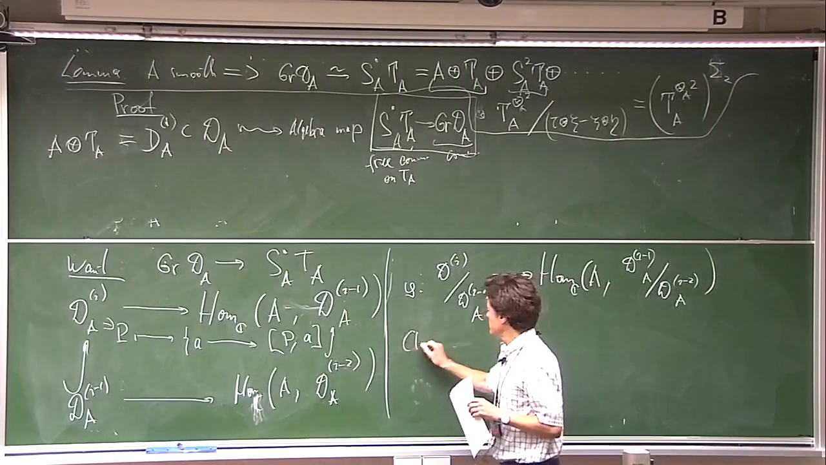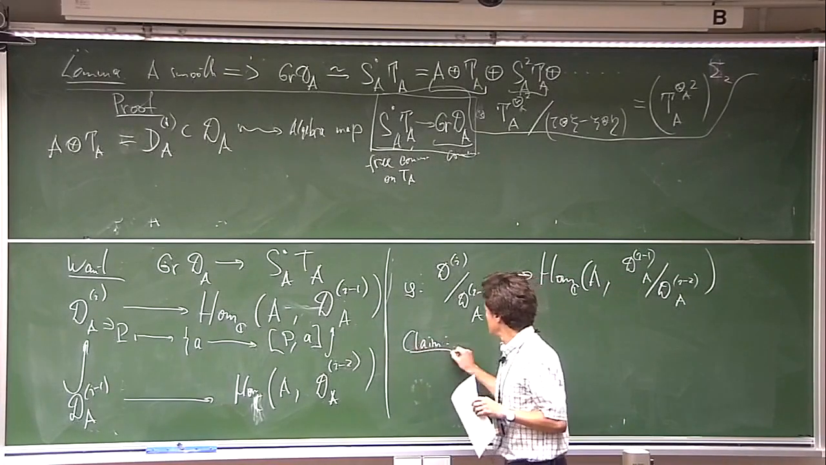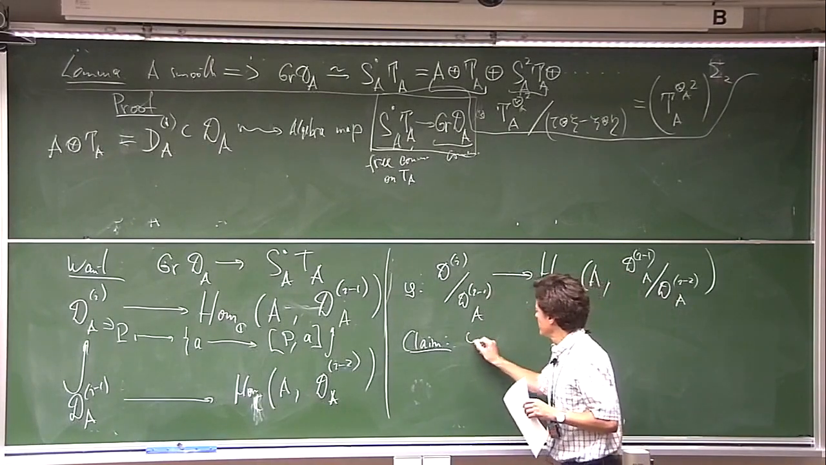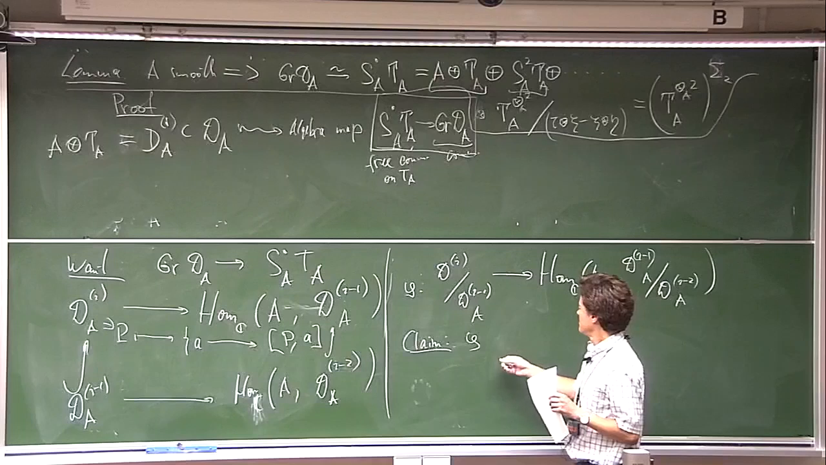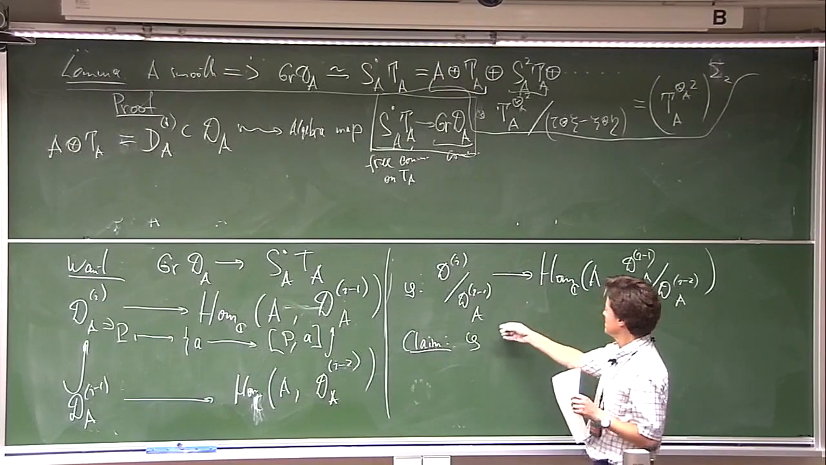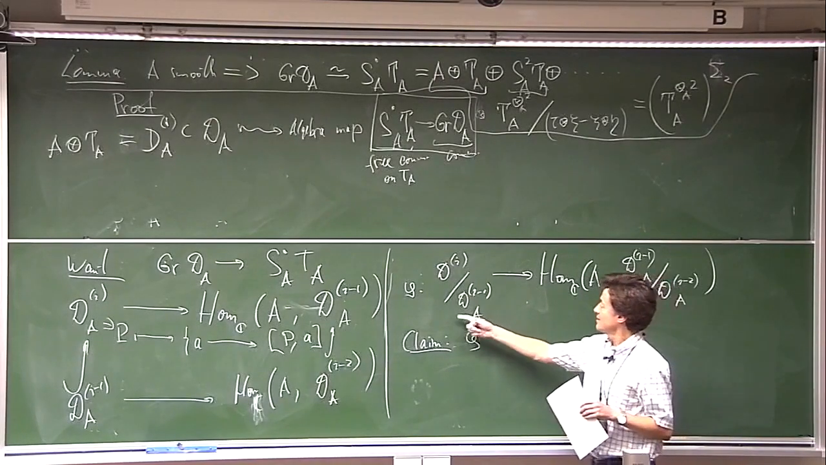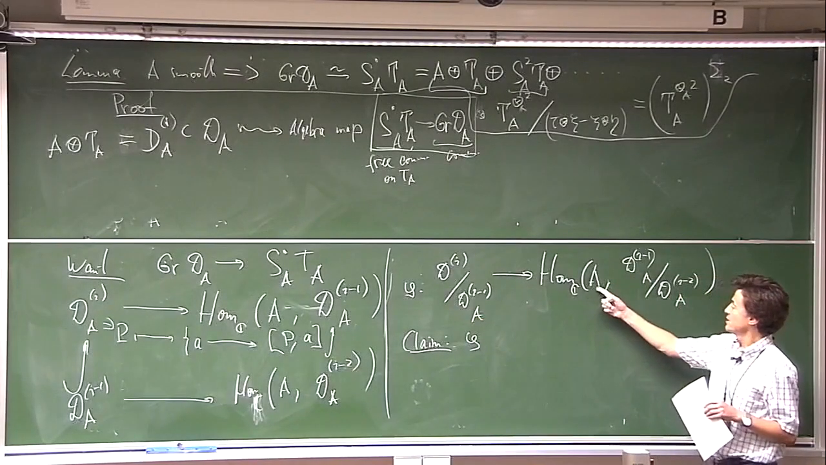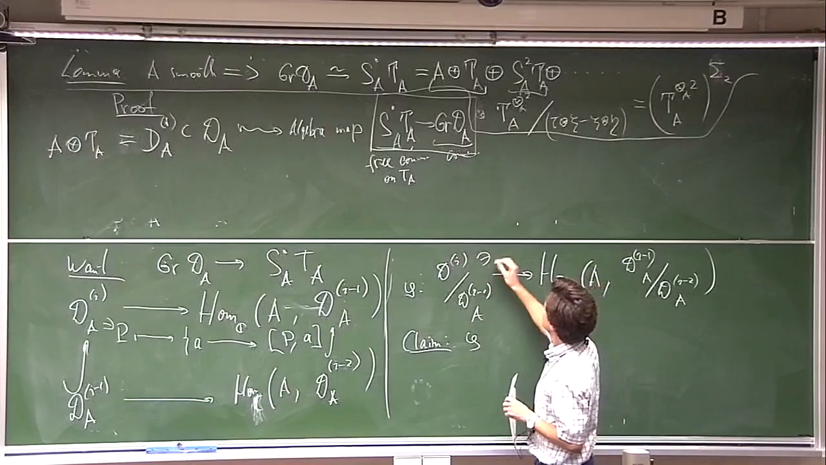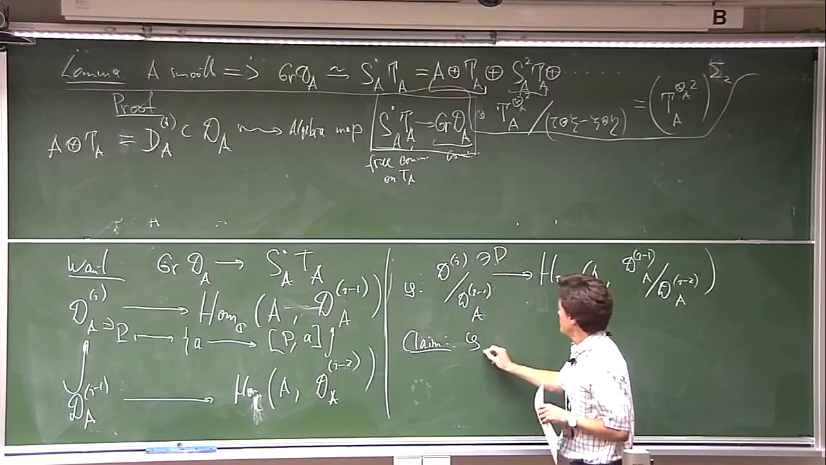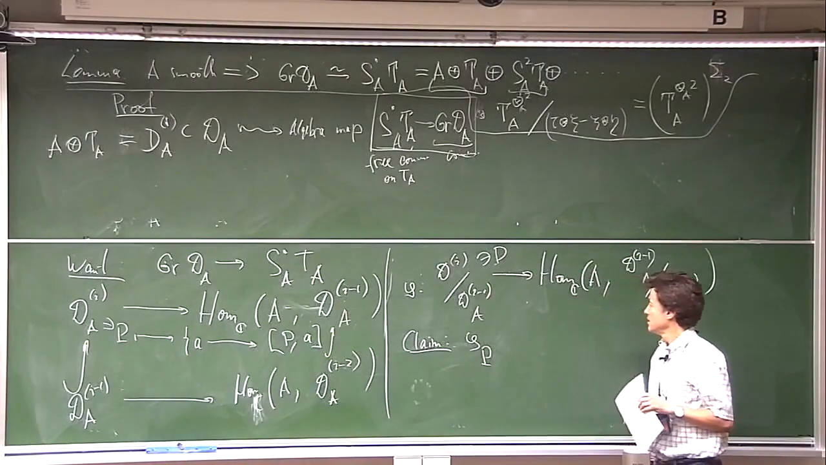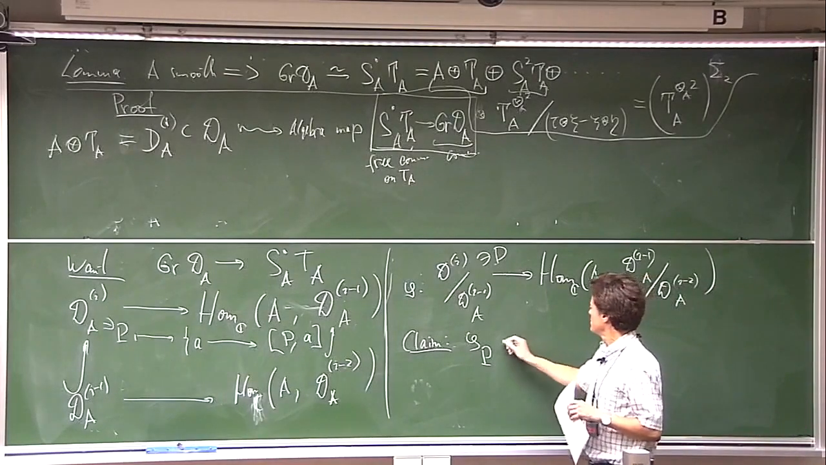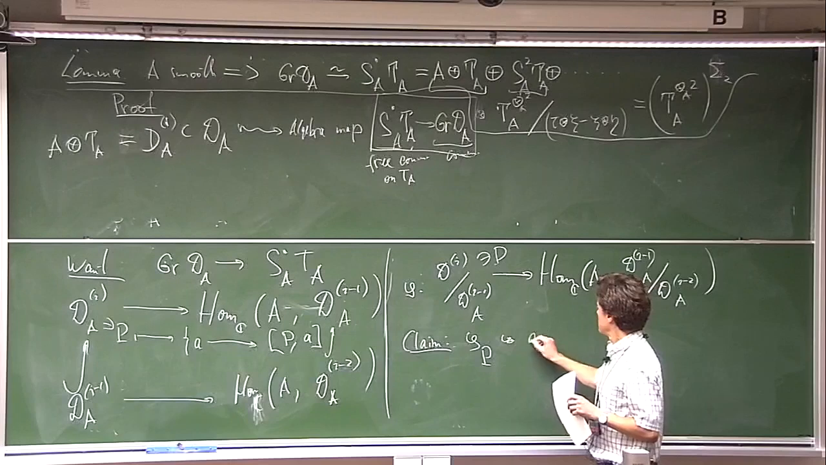So, claim: if I pick a P, then phi depends on the element there, but the result is a function that depends on A. So given P, phi on P will be denoted like this. So that's the element there, and my claim is that this element is a derivation.